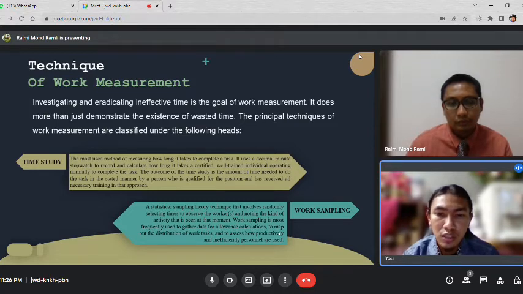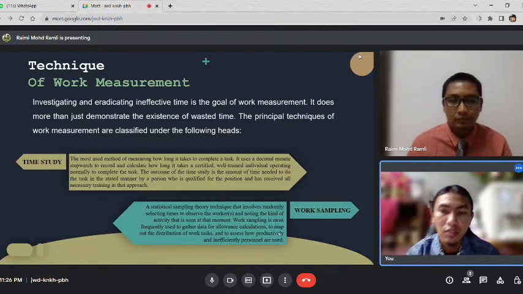It uses a decimal minutes stopwatch to record and calculate how long it takes a certified, well-trained individual operating normally to complete the task. The outcome of the time study is the amount of time needed to do the task in the stated manner by a person who is qualified for the position and has received all necessary training in the approach.